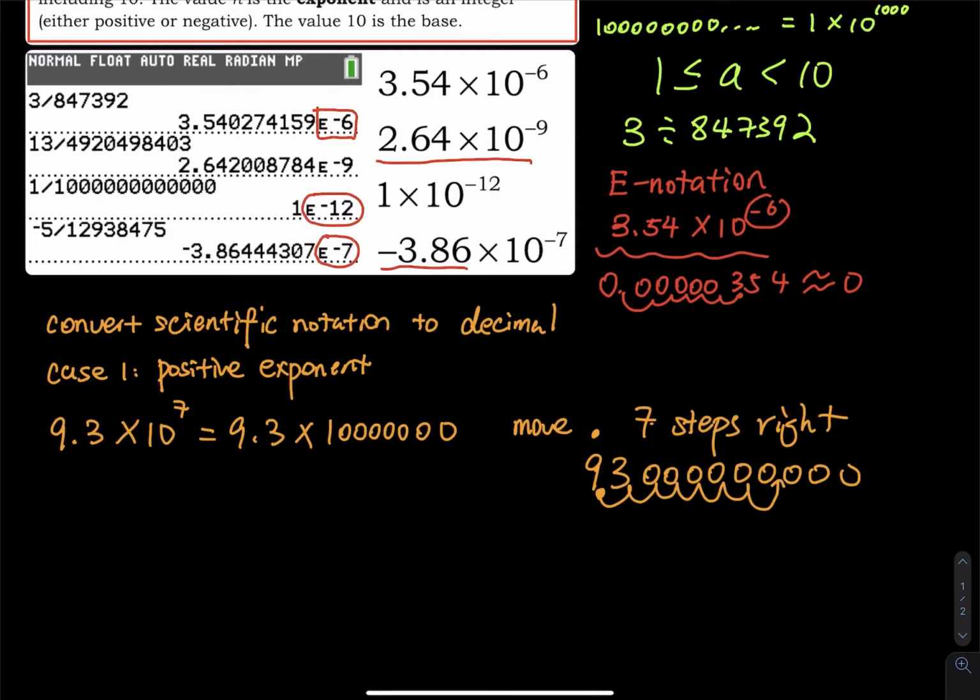So that means this is 9.3 followed by how many zeros? Followed by 6 zeros, right? 1, 2, 3, 4, 5, 6, 7. So that is 9.3 followed by 6 zeros. You can use a comma to separate every 3 digits.